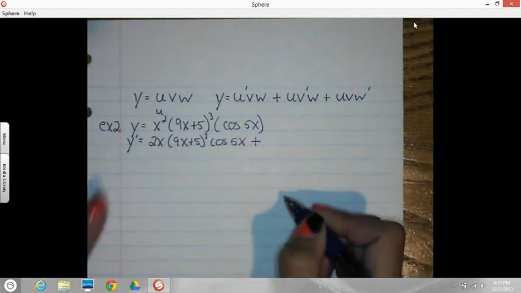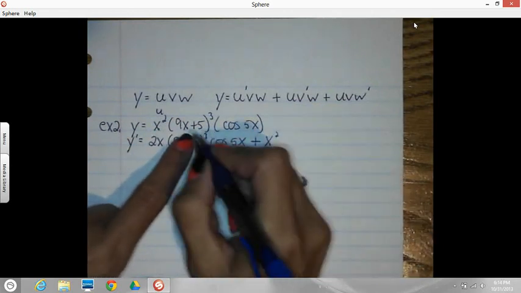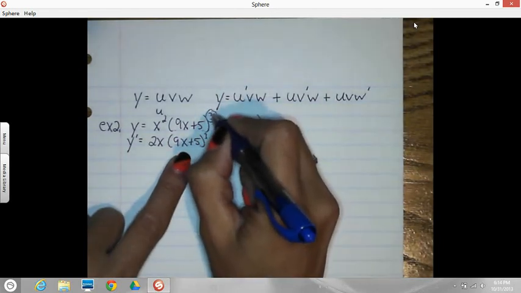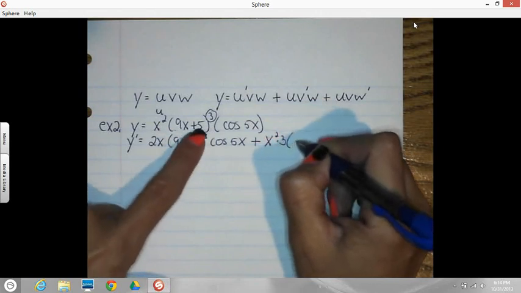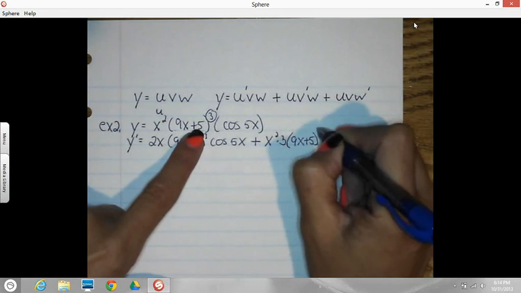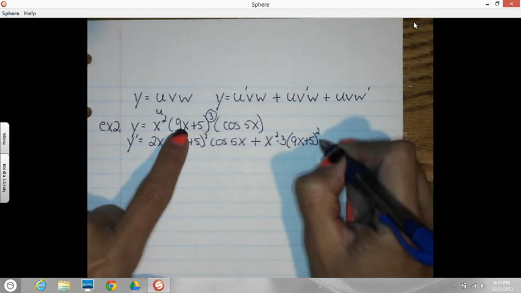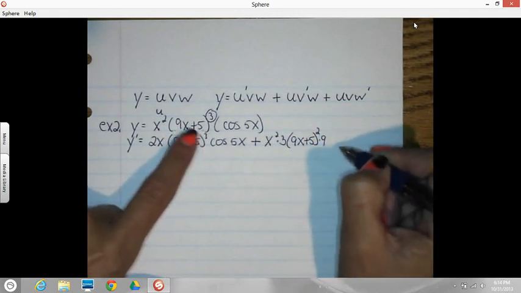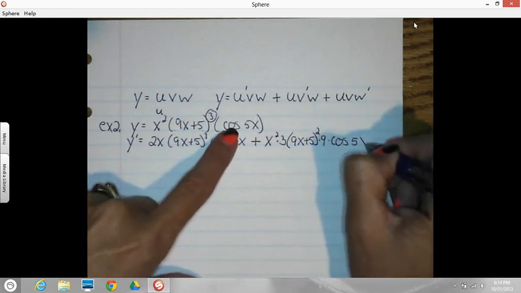Okay, now I keep the first one the same. Doing the derivative of the second one, this is an inside, outside, so it's a chain rule. So I start on the outside with the 3. 3 comes down. Inside never changes. Just reduce the power by 1. And now I do the derivative of the inside, which is just going to be a 9. So I don't need parentheses, and then I still have to multiply by that.